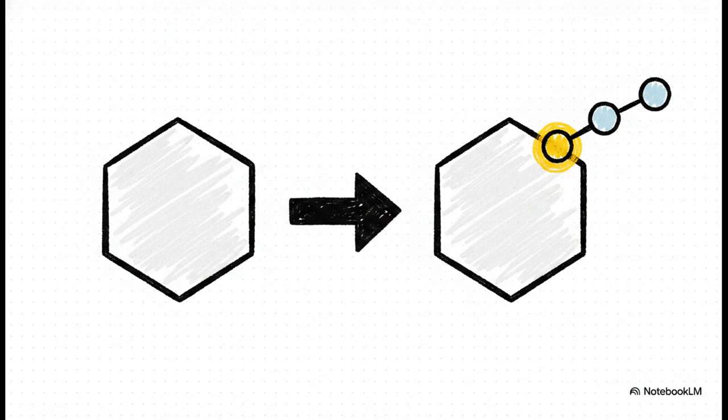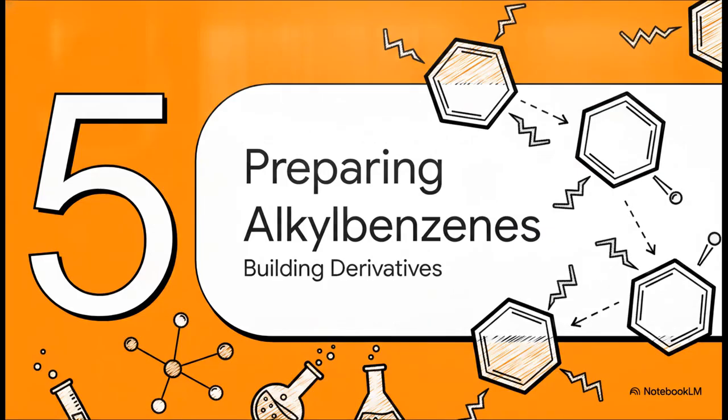Now, once we have synthesized that core C6H6 benzene molecule, an entirely new world of chemistry opens up to us. By just replacing one of the hydrogen atoms on that ring with an alkyl group, something like a methyl or an ethyl group, we create derivatives known as alkyl benzenes. And this completely resets our framework, because these derivatives are incredibly important aromatic compounds in their own right, used everywhere in chemistry. Section 5. Preparing alkyl benzenes.